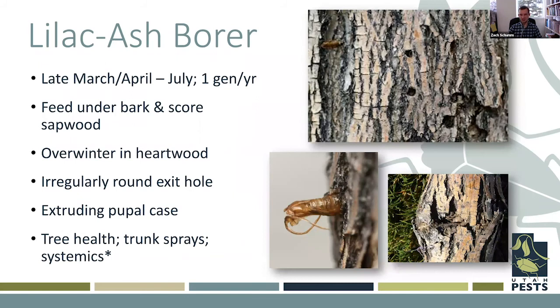Since they're the most common one, I'll give you some more information on them as well. They're going to be present late March to April. You can see these really cool extruding pupal cases coming out of the emergence holes. Not always though, because sometimes they break off, sometimes they fall off. But you'll see these little circular emergence holes and sometimes this pupal case sticking out of it. You can manage these by keeping the tree healthy and through trunk sprays or systemic insecticides. But from what I've seen, tree health is the best way to prevent them. You have a healthy tree, you're going to prevent a lot of these from causing problems.